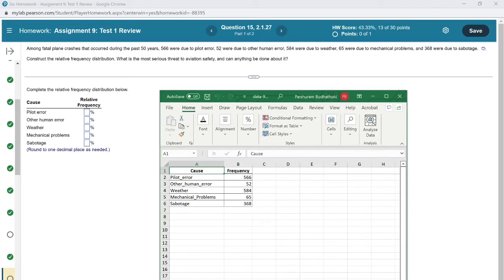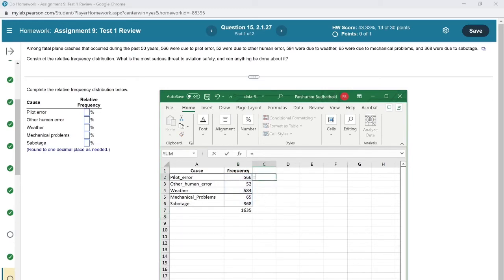We need to find the relative frequency. Relative frequency can be found by dividing each of these frequencies by the total number. So we can use the calculator, or I'm going to use the sum command in Excel. I'm just going to add all these frequencies. So this is the total number.